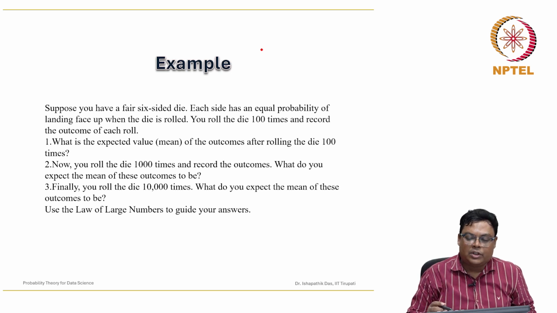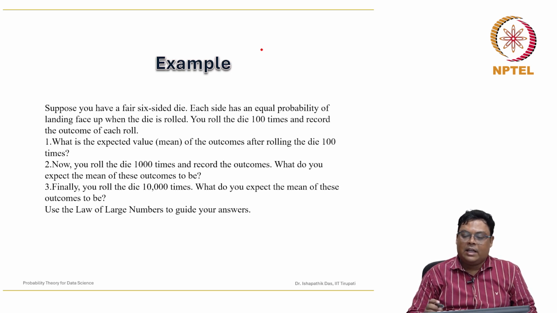Suppose you have a fair 6-sided die, each side has an equal probability of landing face up when the die is rolled. Now, you roll the die 100 times and record the outcome of each roll. What is the expected value, the mean of the outcome after rolling the die 100 times? Each time you roll, we do not know what value will come. But if you roll 100, then 1000 or 10,000 times, you can expect that each number will occur with probability 1 by 6. So that number of times it will occur, that we can conclude.